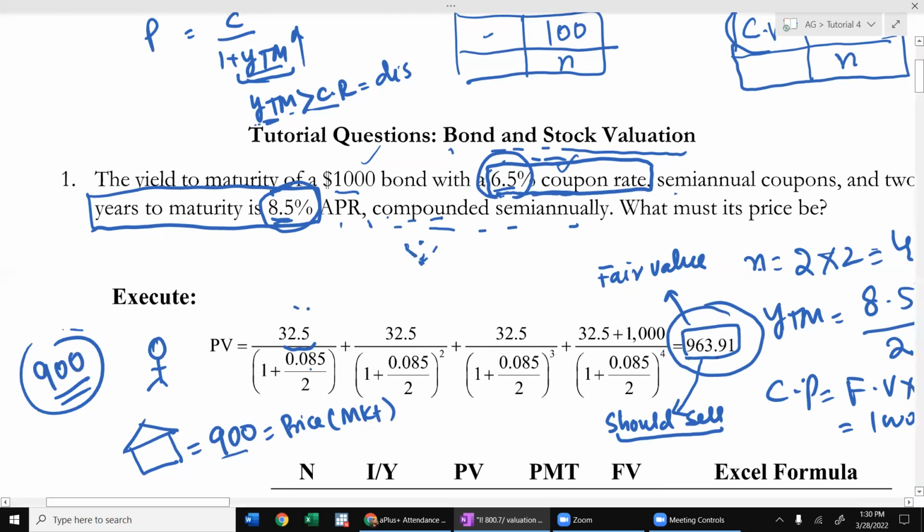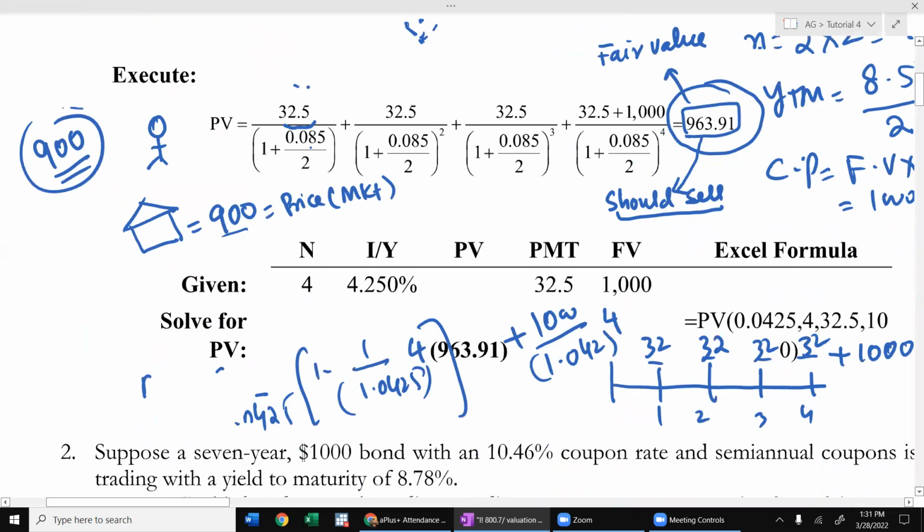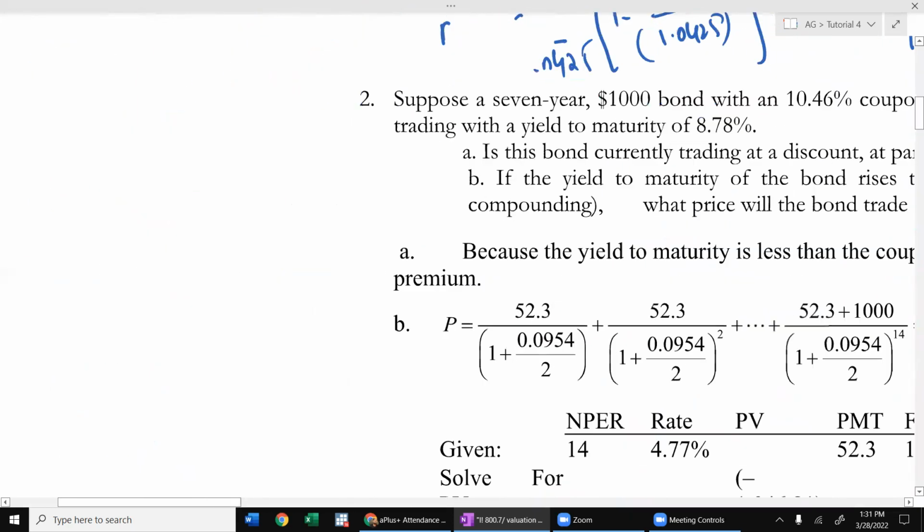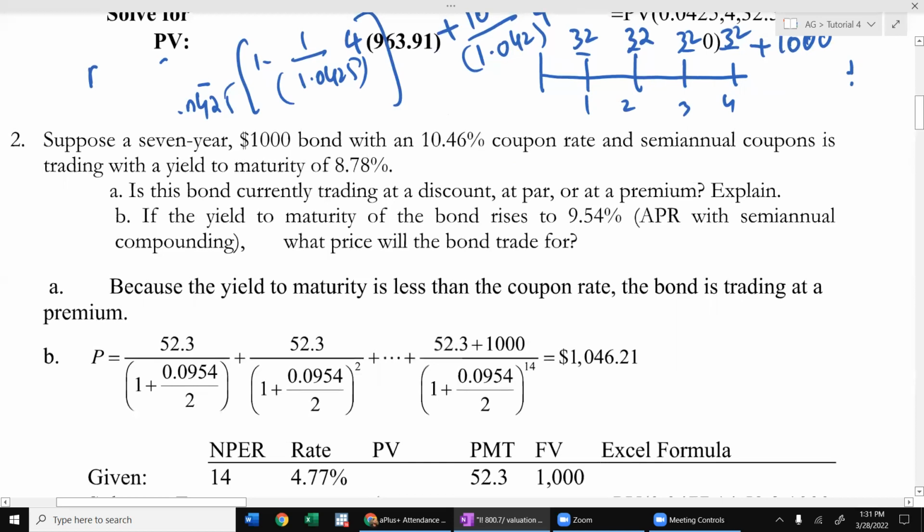Undervalued. Would you buy that? Yes. Why would you buy that? Because you know that in future its price will increase from 900 to 963, or maybe some 970 or something, right? But this is not the actual value. It is just because of some market conditions. So that's why the price is like that. Okay. So this is situation number 1. I hope you got this. So now when we will see other questions, it will be very easy for you to understand.